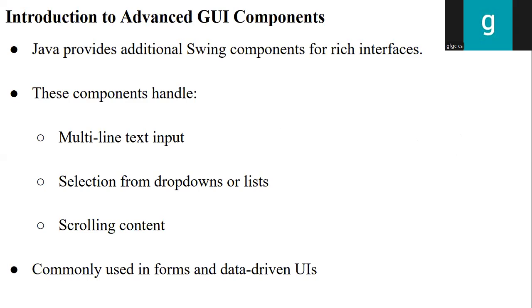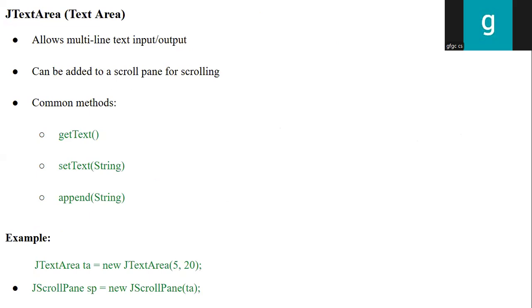Introduction to advanced GUI components. Java provides additional Swing components for rich interfaces. These components handle multi-line text input, selection from drop-down lists, and scrolling components, commonly used in forms and data-driven UIs. JTextArea allows multi-line text input and output, and can be added to a scroll pane for scrolling. Common methods are getText, setText, and append.